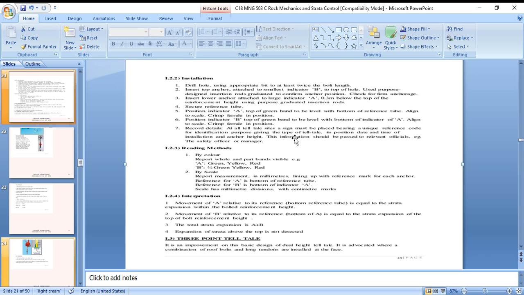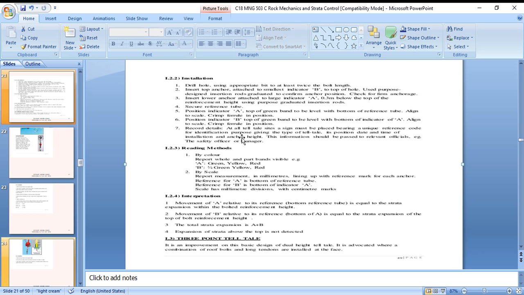Insert the lower anchor attached to the large indicator A 0.3 meter below the top of the reinforcement height, using the graduated insertion rod. Secure the reference tube. Position indicator A, top of the green band, to be level with the bottom of the reference tube. Align to scale. Grip firmly in position. Position indicator B, top of the green band, to be held level with the bottom of indicator A. Align to scale. Grip firmly in position.